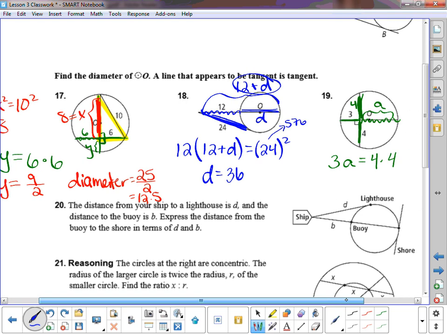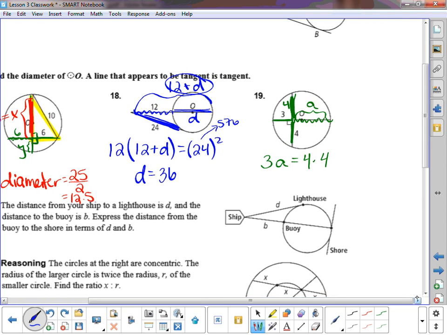And then, did anyone happen to finish out this a? What do we get for a? 16 over 3. And then what do I need to do with that to get my diameter? Add 3. So what is my diameter for this guy? 25 thirds. Good.